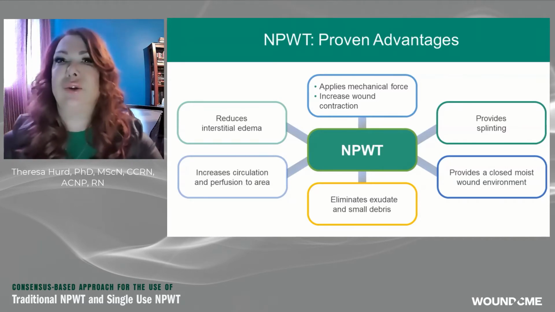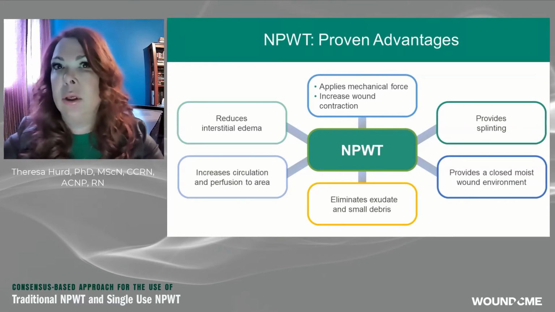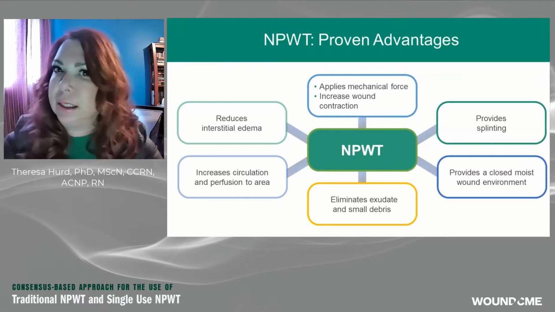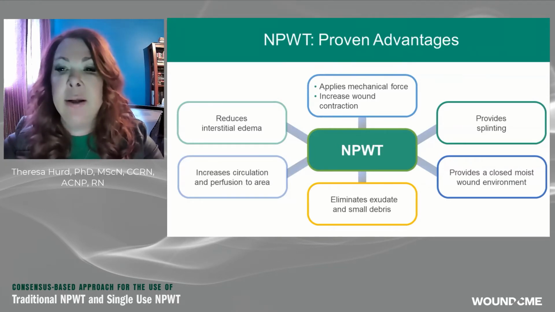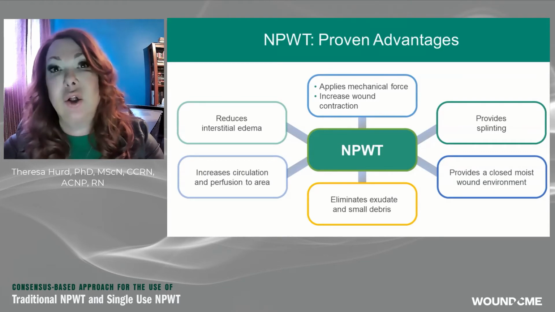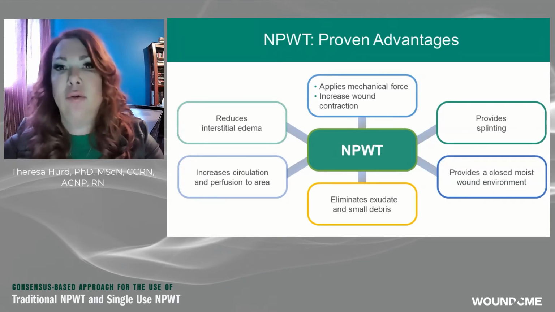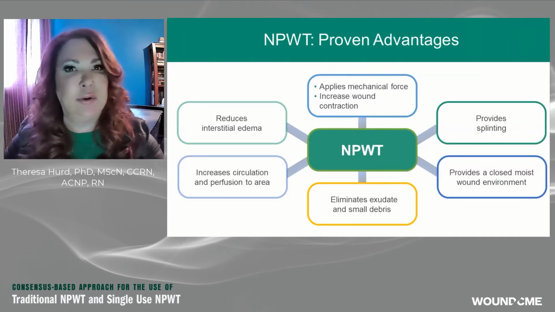Removing all that exudate. Many of you work with wounds that just pour exudate out. Nothing will remove exudate like a machine. And that mechanical pulling off of the exudate removes exudate, debris, bacteria, and most important, will close that wound off and provides a closed, moist wound environment for all of the healing to happen. So those are the advantages to using negative pressure.